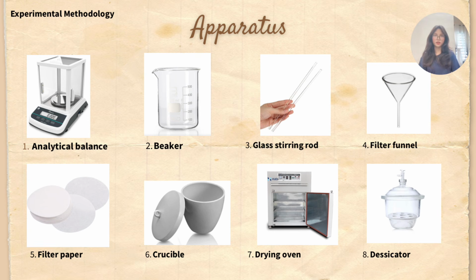First, let's look at the apparatus used. An analytical balance is used to weigh the sample accurately. A beaker and a glass stirring rod are used to prepare and mix the solution. During filtration, we use a filter funnel and filter paper to separate the precipitate from the solution. The precipitate is then heated in a crucible using a drying oven. Finally, a desiccator is used to cool the crucible before weighing to prevent moisture from affecting the result.